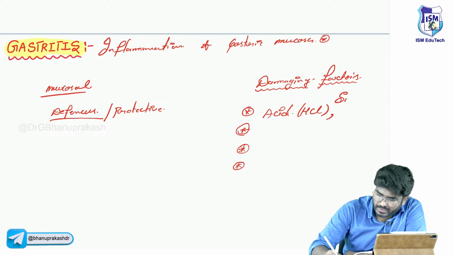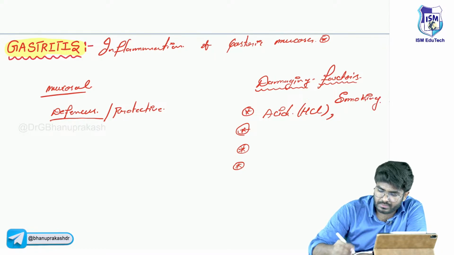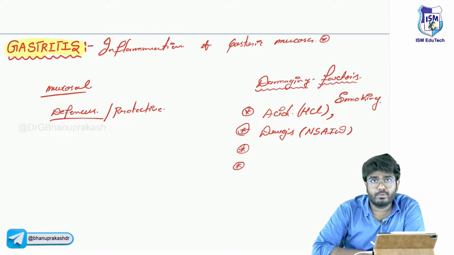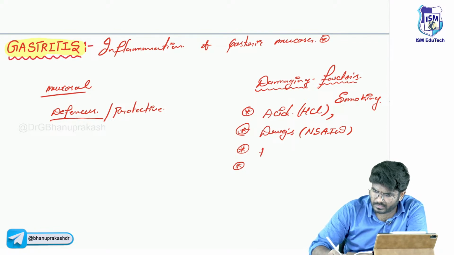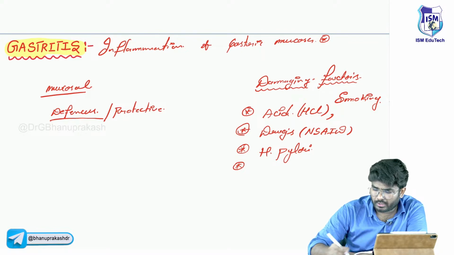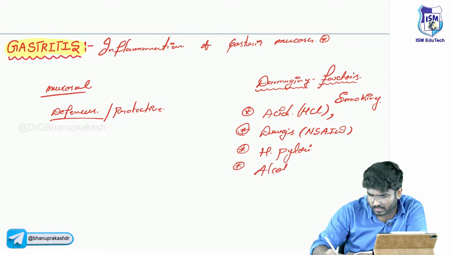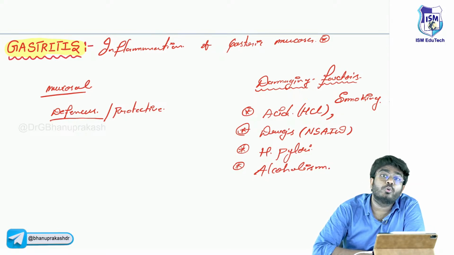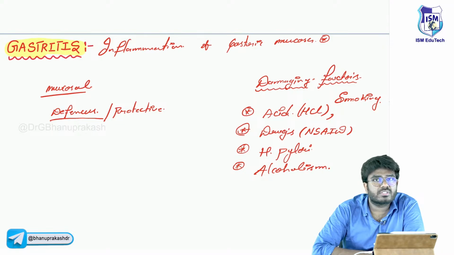Or this is also smoking. Smoking, acid secretion, drugs like non-steroidal anti-inflammatory drugs, NSAIDs. What exactly they do, I will discuss. Next, certain infections like Helicobacter pylori, smoking and alcoholism. These are all the damaging factors for the gastric mucosa. They will start to damage the gastric mucosa and can lead to gastric inflammation, gastritis.